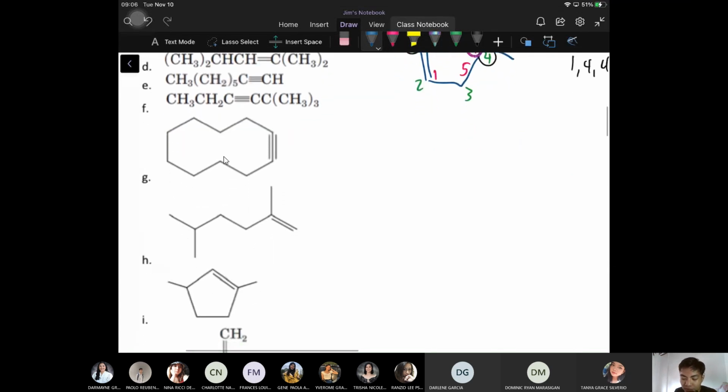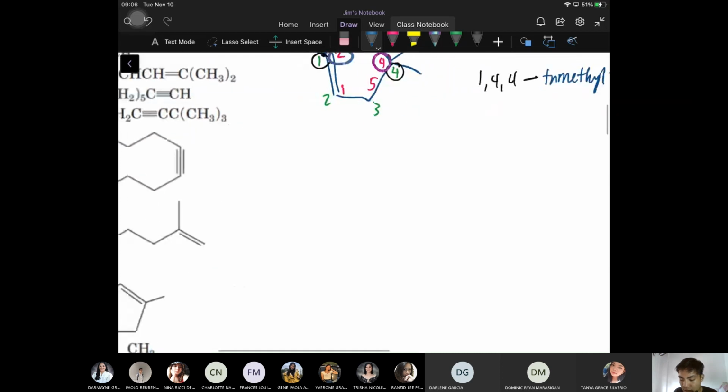Let's have letter E and F. May triple bond yan. So let's do it. Letter E. 1 carbon, 5, 6, 7. Teka lang. 1 plus 5, 6, 7, 8. So 8 carbon to. However, the triple bond can be found at the last 2 carbons. No? The 7th and the 8th carbons.